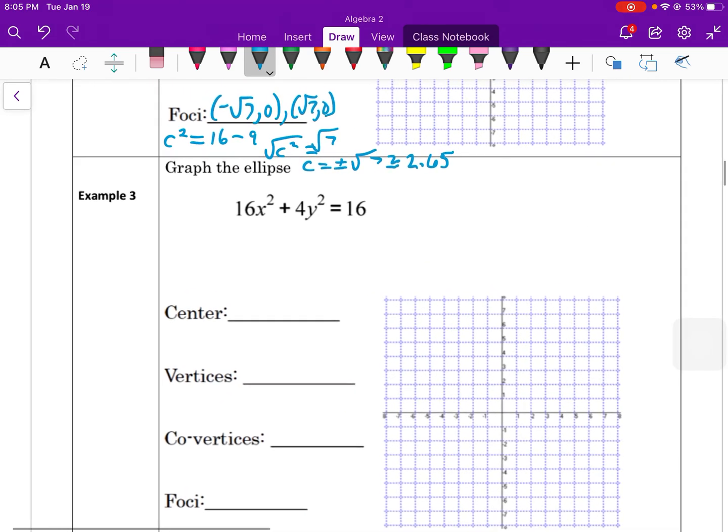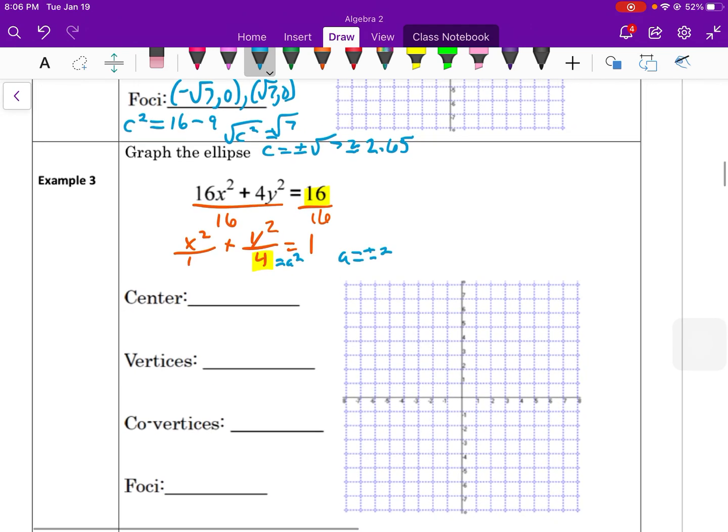Graphing the ellipse. Again, we want it equal to 1. So we're going to divide both sides by 16. So 16 over 16 is 1. So we have x squared over 4, and 4 over 16 is 1 over 4, equals 1. Major axis, the value that's bigger, so this is equal to a squared. Take the square root of both sides. A equals plus or minus 2.